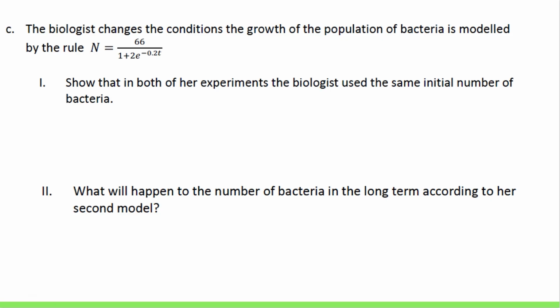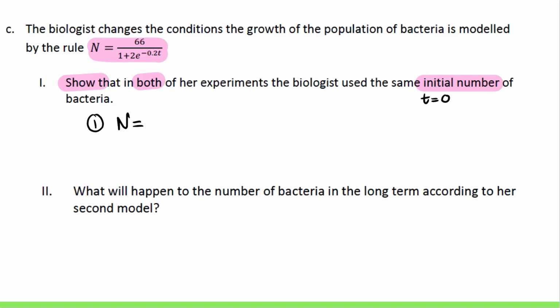Okay, part C then says the biologist changes the condition of the growth of the population of bacteria, and it's modeled by this rule here. Show that in both of our experiments, the biologists used the same initial number of bacteria. So remember that keyword of initial, that implies that little t is equal to 0. And basically, I just need to show that it's the same in both of the experiments. So I just need to do it for both of the equations.